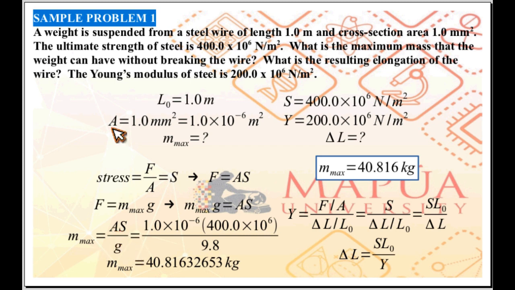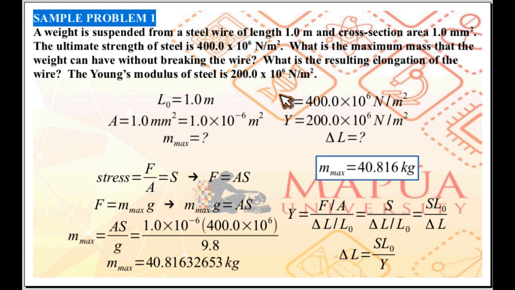We know A, we know S, and we know g, 9.8 meters per second squared. We are able to calculate the maximum mass to be 40.816 kilograms. This is the maximum mass that the suspended weight can have without breaking the wire.